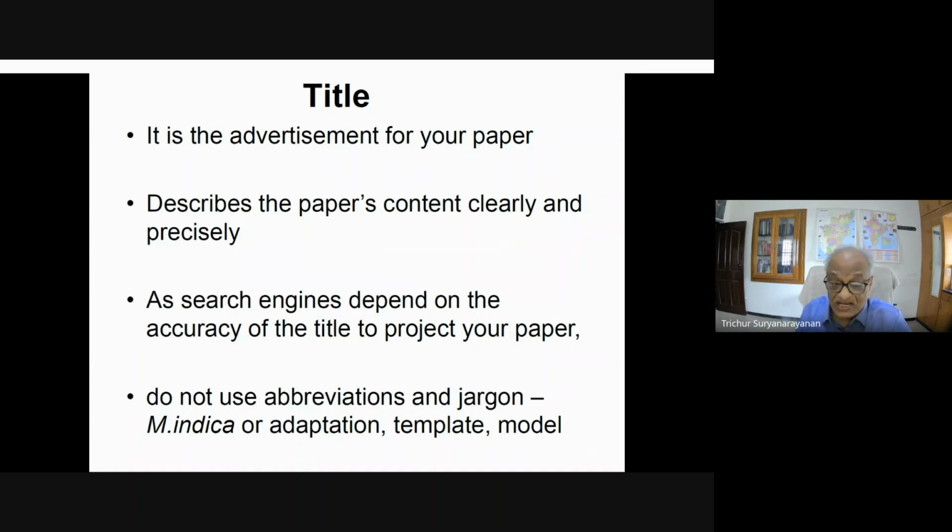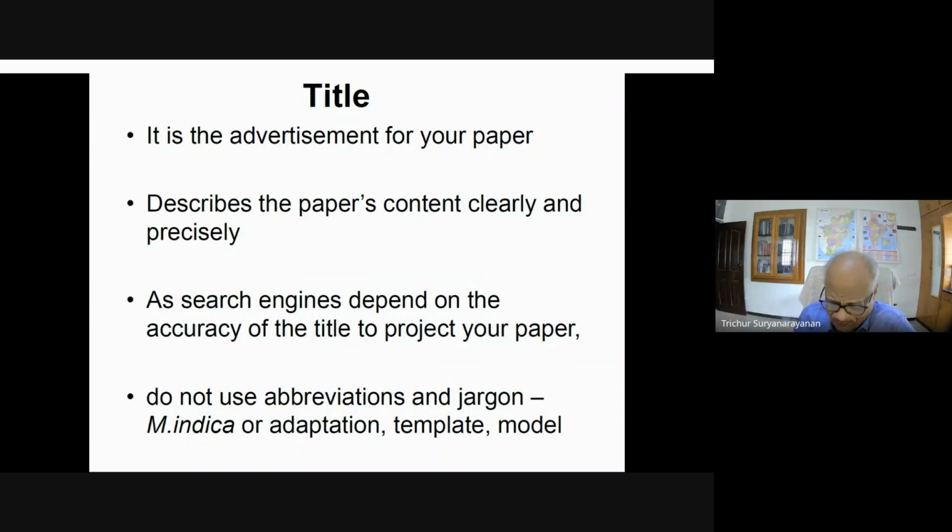And nowadays, the search engines are there, Google search and all these things. These search engines project your work to others based on the accuracy of the title. So the title of the paper should be accurate. So when somebody types some words, your paper gets projected. It says that so and so, this is the title.